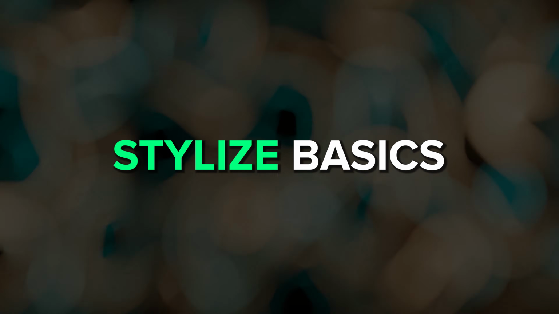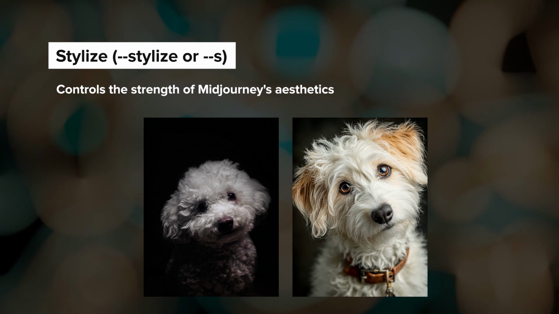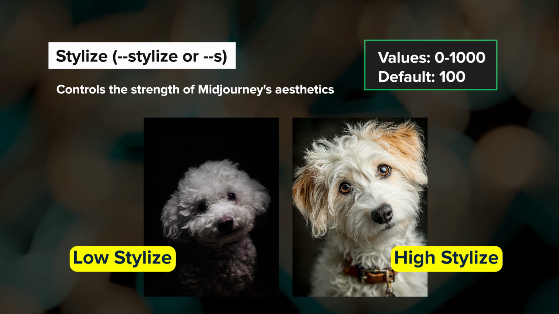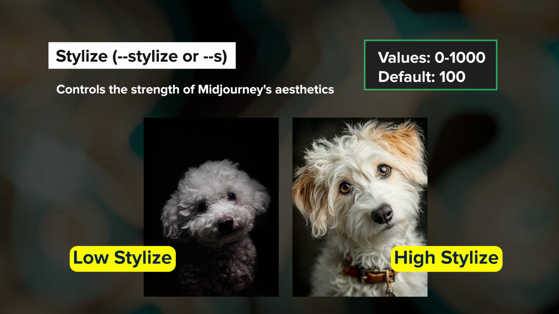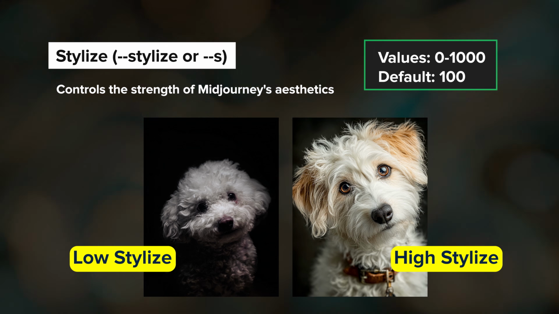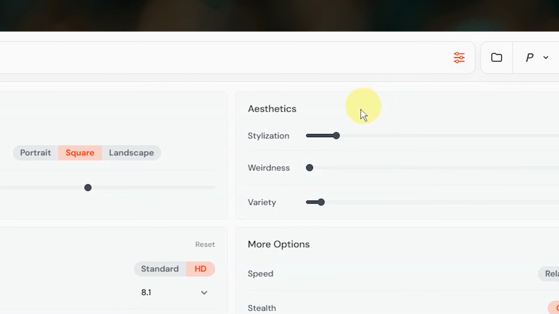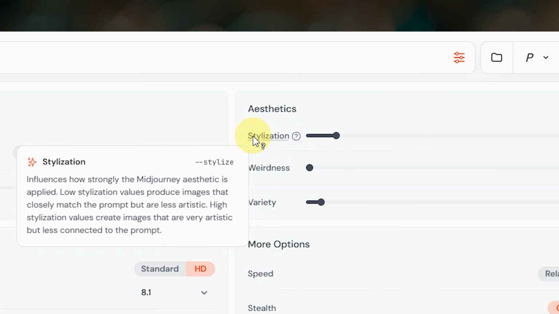So Stylize is the setting or parameter that we can use to control how heavily Midjourney's default aesthetic is applied to our results. It takes values from 0 to 1000. Lower values will reduce the influence of Midjourney's aesthetics, and higher values will increase it. In your settings menu, Stylize is set to 100 by default unless you've changed it. I think this is a good default value, so I recommend keeping it at 100.